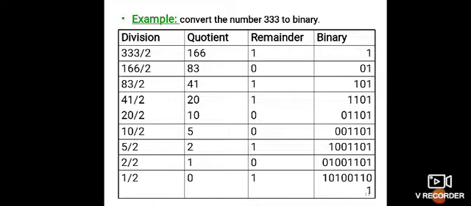Then the new number which we have to divide by 2 is 83. Dividing by 2, the quotient will be 41 and the remainder will be 1. Moving up to the last column, we get 1 divided by 2, the quotient will be 0 and the remainder will be 1. Here we will stop as the quotient is 0.